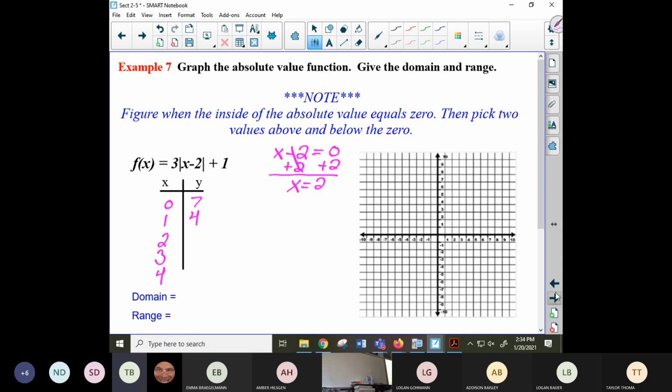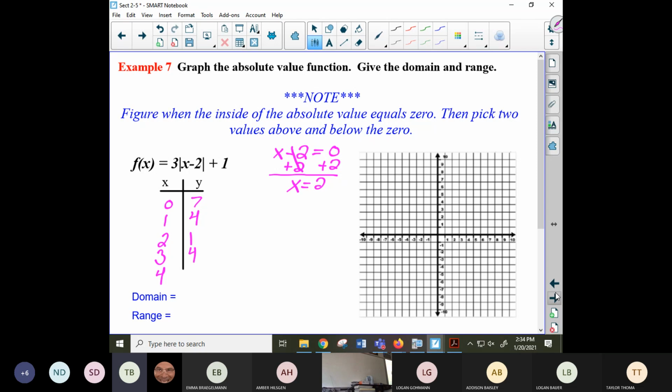I'm going to put 2 in there. 2 minus 2 is 0. 0 times anything is 0. 0 plus 1 is 1. I'm going to put 3 in there. 3 minus 2 is 1. Absolute value of 1 is 1. 1 times 3 is 3. 3 plus 1 is 4.